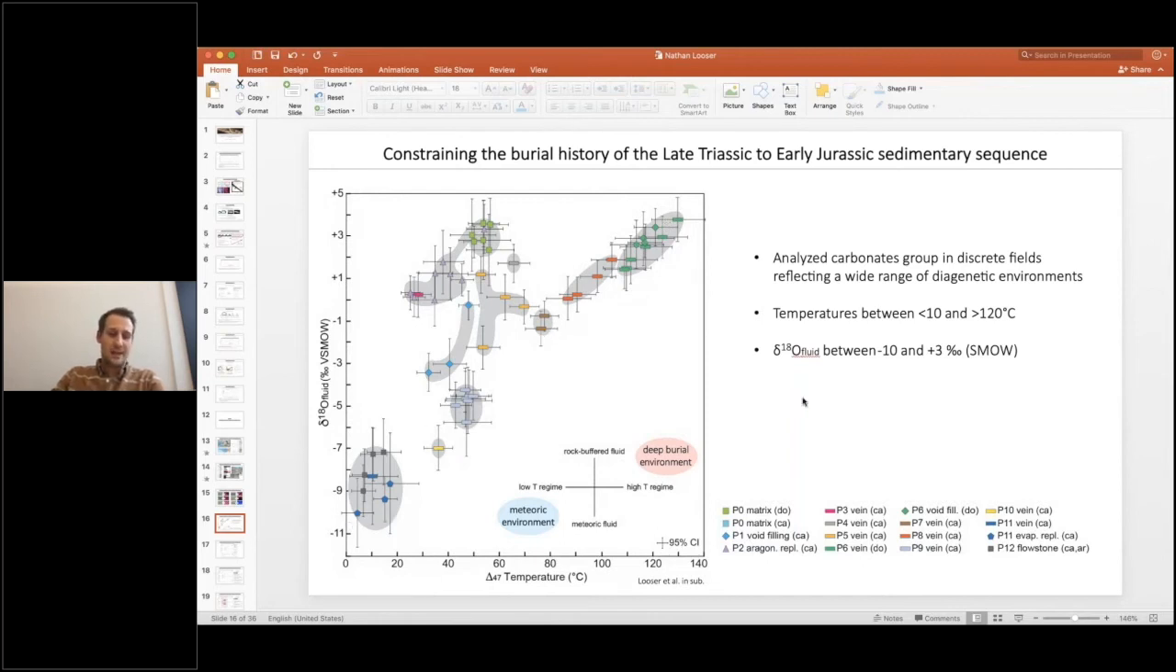Here it's important to understand that samples with low clumped isotope temperatures and a very meteoric fluid form more or less under meteoric conditions or under Earth surface conditions, while in the high temperature regime, with very rock-buffered fluid compositions, you are more in a deep burial environment.